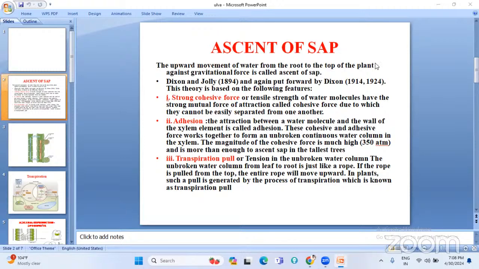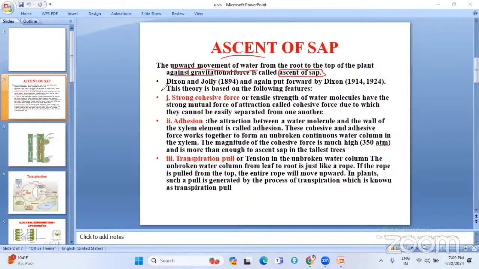So what is ascent of sap? I already told you. It is the movement of water against gravitational force. Simply, the upward movement of water from the root to the aerial part against gravitational force. This process is called ascent of sap. Is the definition clear?